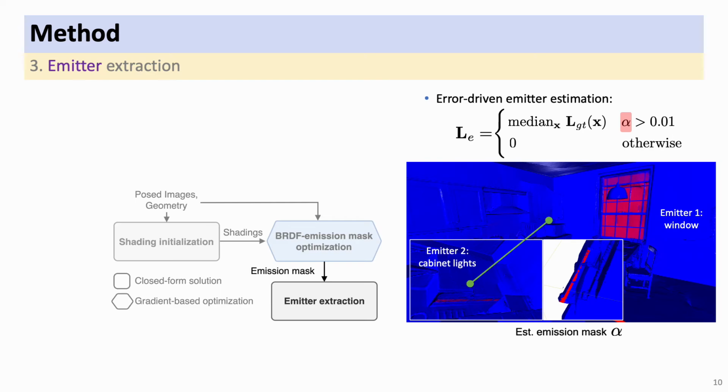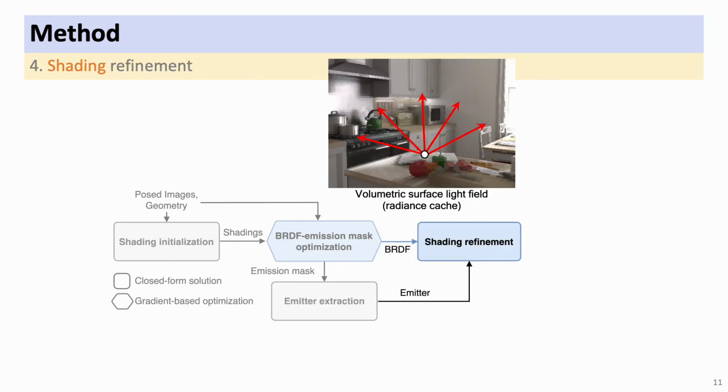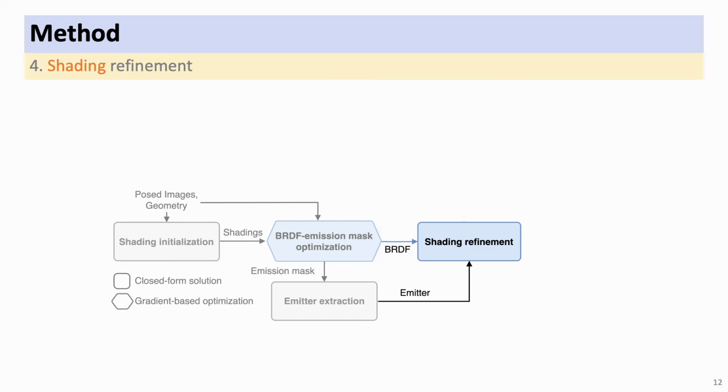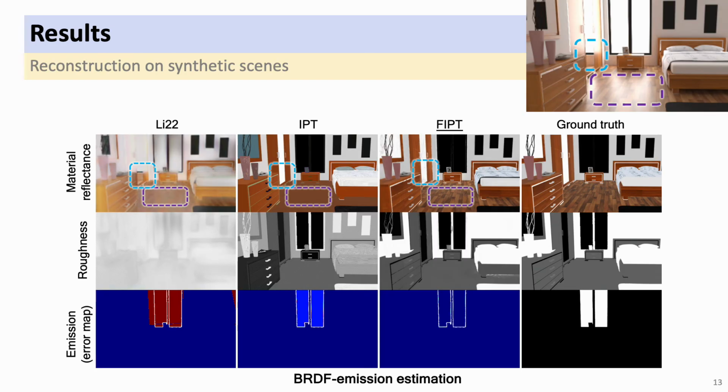between material and lighting. Once the initial BRDF and emissions are estimated, we seek to refine the shadings with global path tracing. To do so, we extend the path for low roughness surface until it hits a diffuse or emissive surface, which compensates view-dependent effects in the light transport that might be missing in the volumetric surface light field. We alternate between BRDF and shading refinements until convergence.